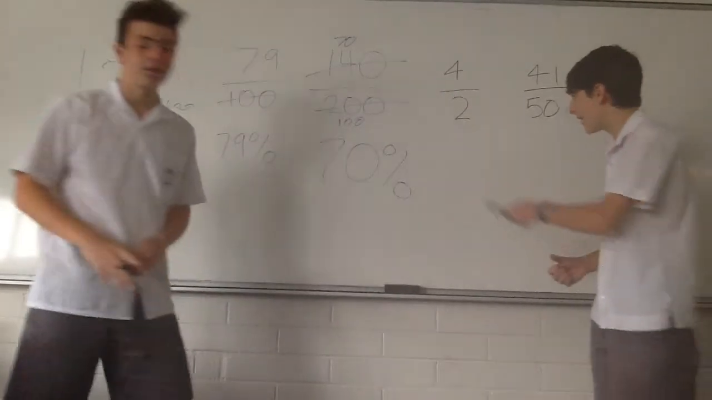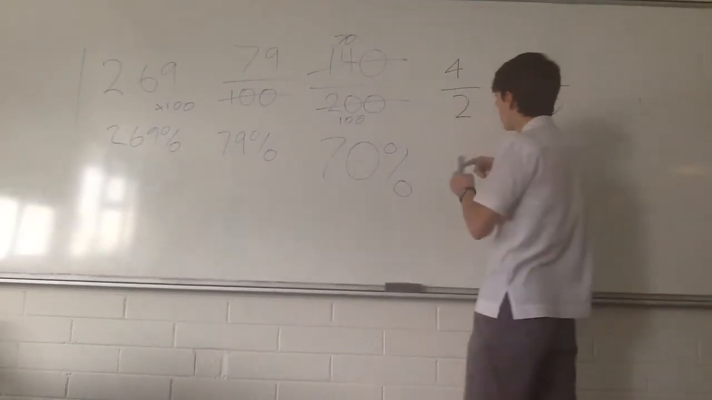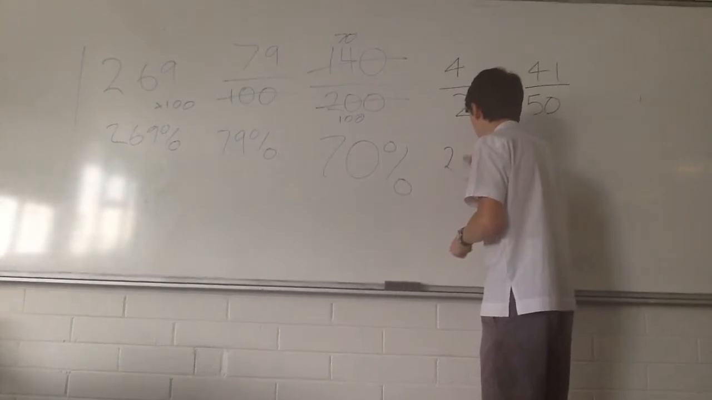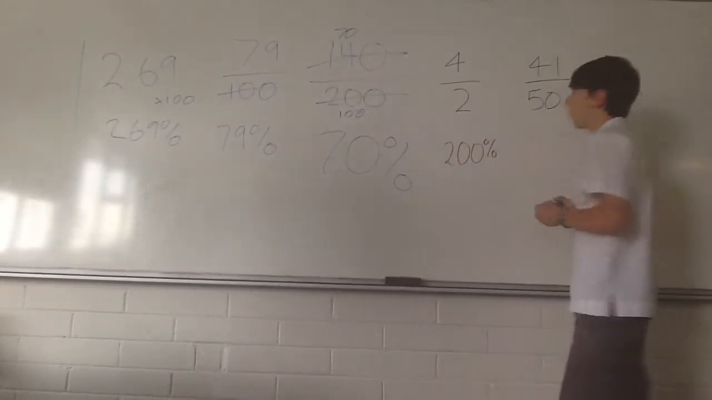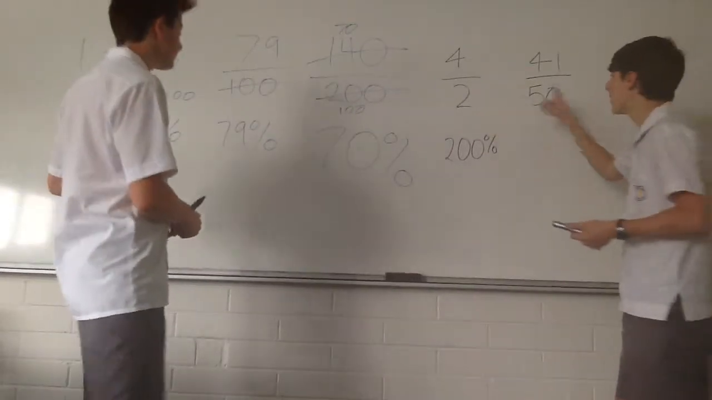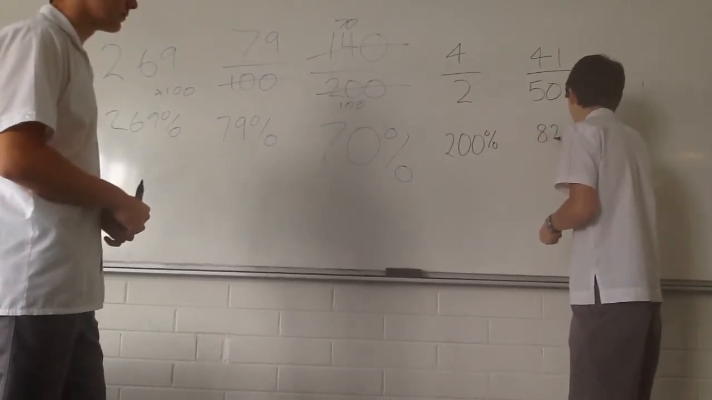Alright, Charlie. And again, as Tim did before, we want to make that bottom number 100. So we'll times both sides by 50, which would make that equal 200%. And with the last one, we have the fraction 40 over 50. Same thing again, we want to make it equal 100. So times both sides by 2, and we have 82%.